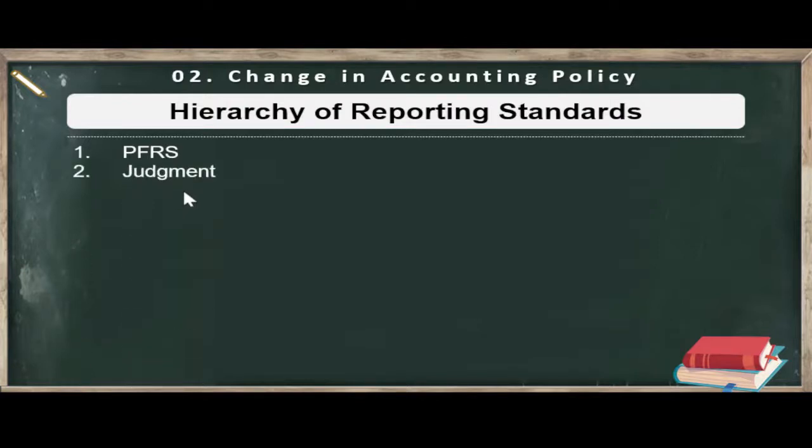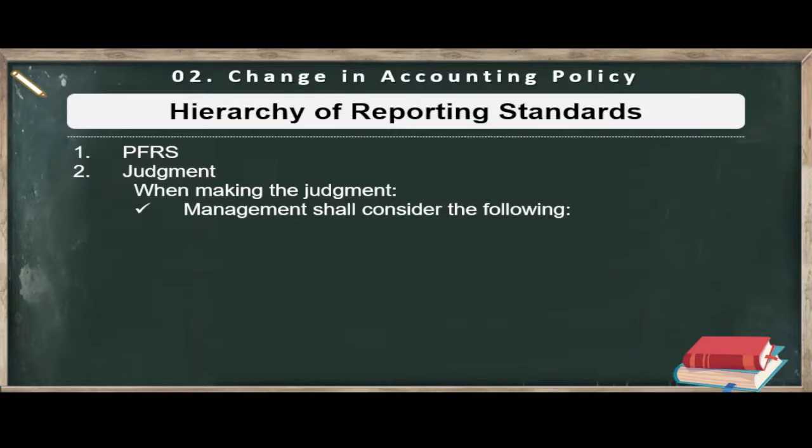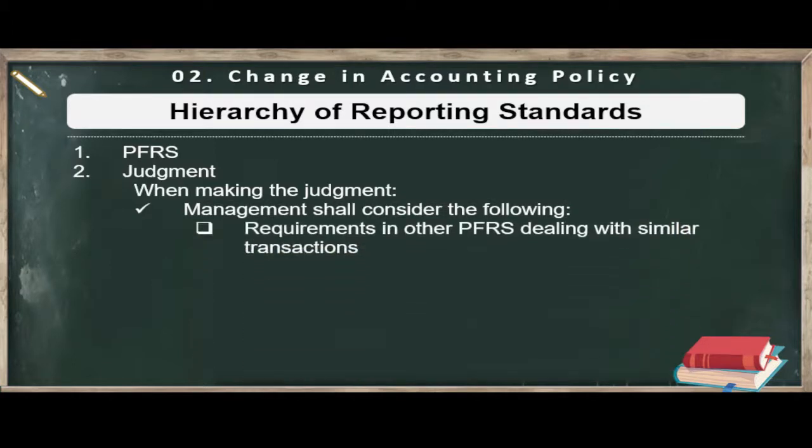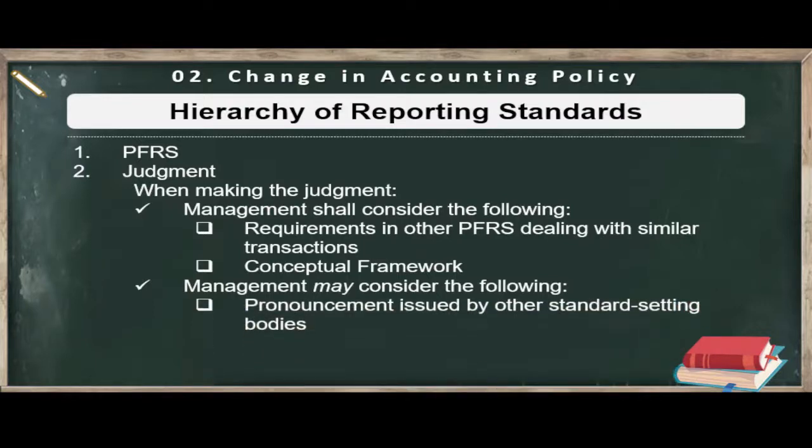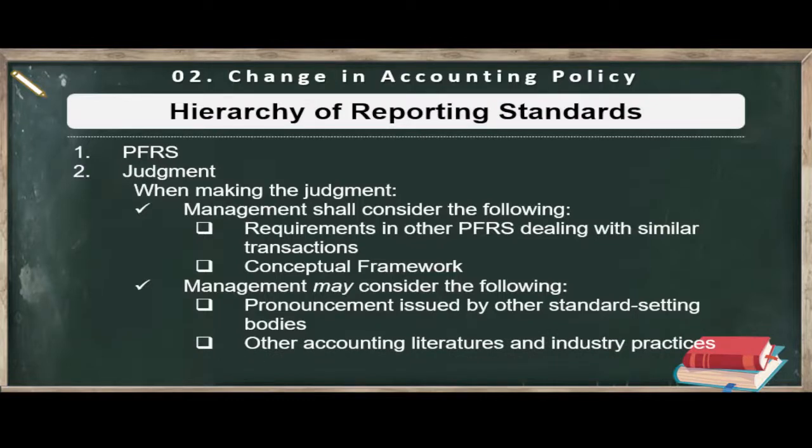If none, if it is not available, then we have to use our judgment. And in making this judgment, the management has to consider the following: the requirements in other PFRS dealing with similar transactions. We would also consider the conceptual framework. Management may also consider any pronouncement issued by other standard setting bodies and other accounting literatures and industry practices.